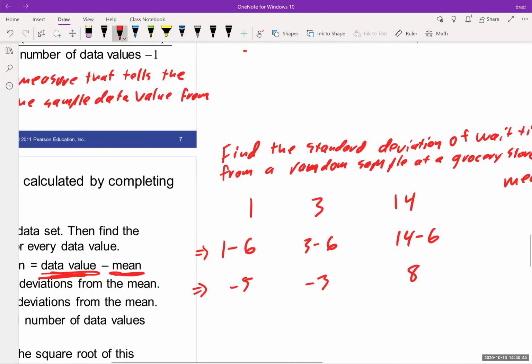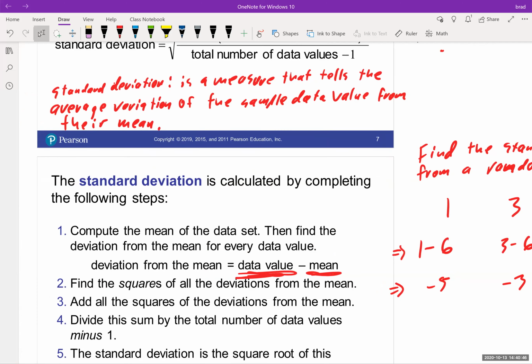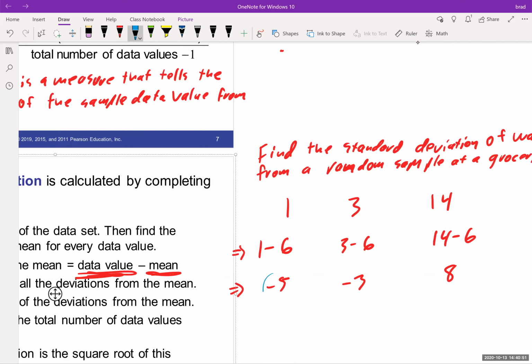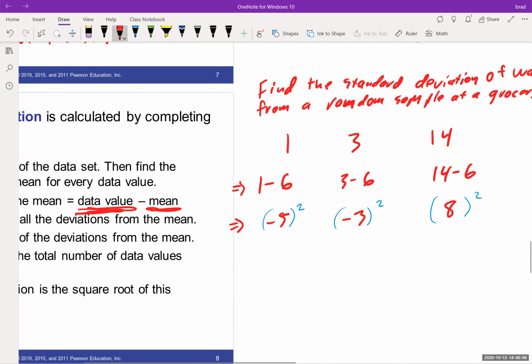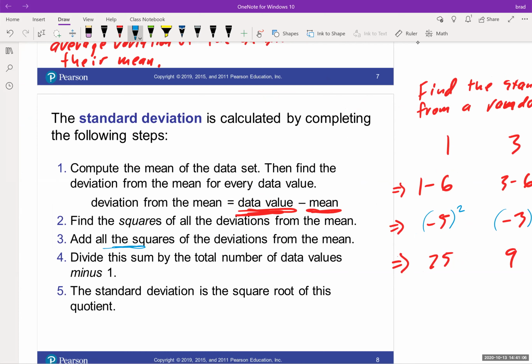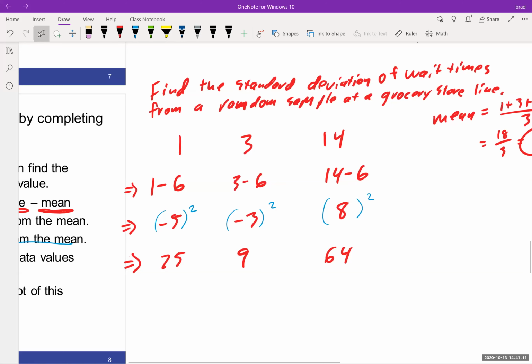So that was step 1. Now we're on step 2. It says find the squares of all those deviations. So now I'm going to square this, square this, and square this. So now we're here, and I get 25, I get 9, I get 64. Okay. Then it says add all of the squares of the deviations from the mean. Okay, no problem. I can do that. So 25 plus 9 is 34, plus 64 is 98.